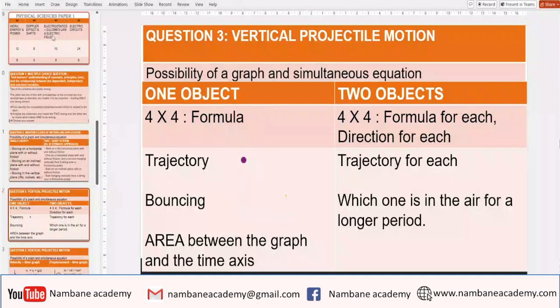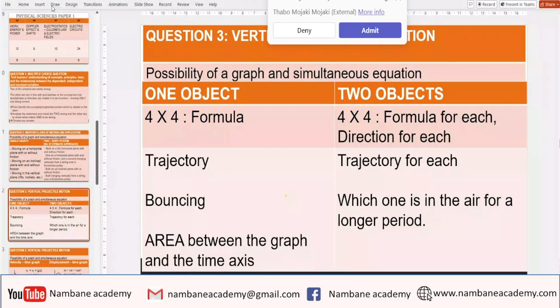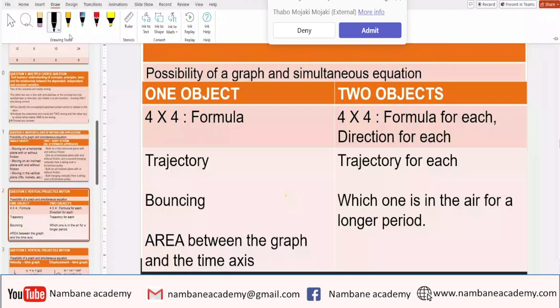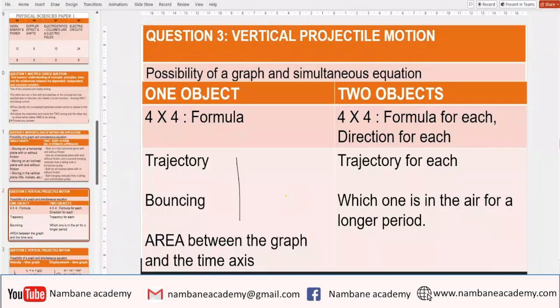No, that one is too heavy. Let's take this one, small one. So we are having something like this. This is a trajectory. Now, to throw a body, usually you don't throw a body from the ground. We are throwing it vertically from a certain height. Then it is going to go up and then reach a summit and then go to the ground.